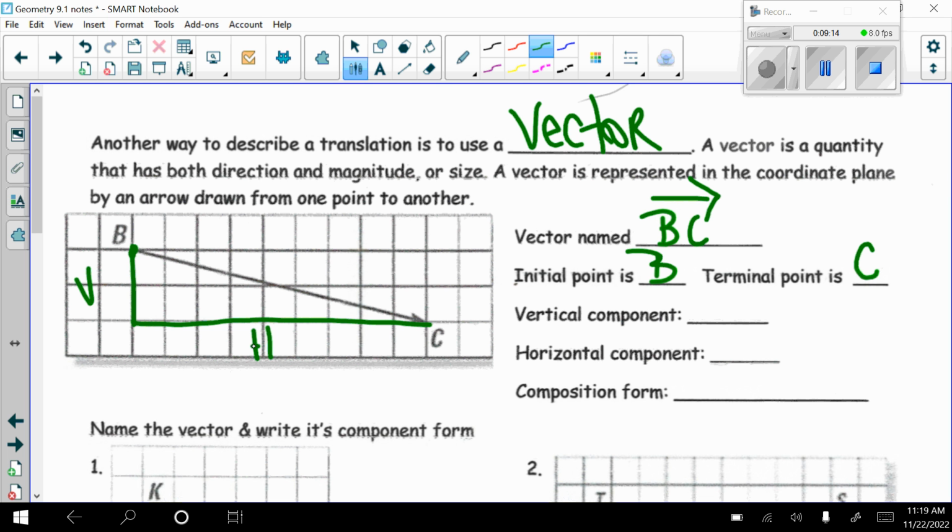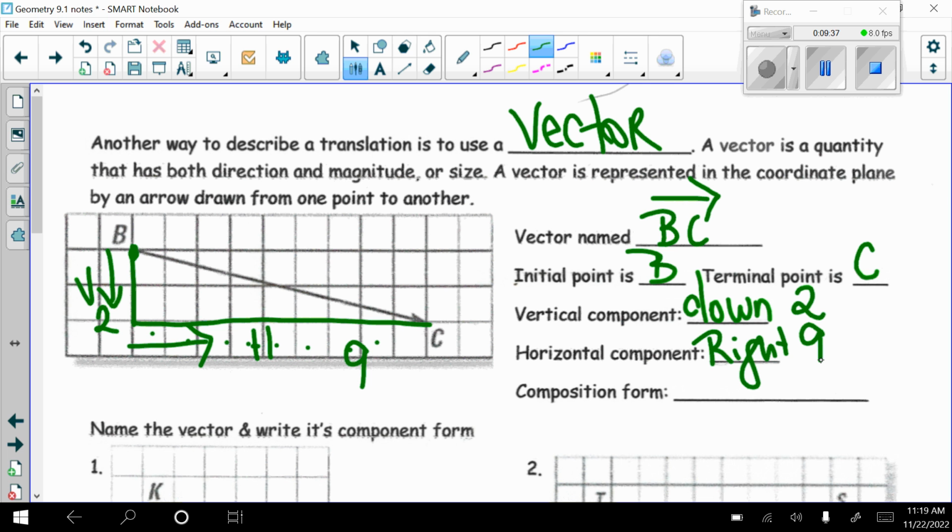I want to see that this is my initial point. So I see that it went down 2 spaces. My vertical component is down 2. My horizontal component, I'm going right. I'm counting spaces: 1, 2, 3, 4, 5, 6, 7, 8, 9. Right 9. So my horizontal component is right 9.